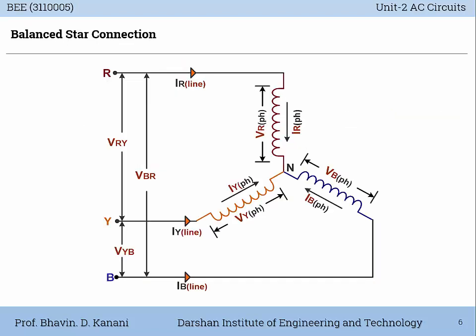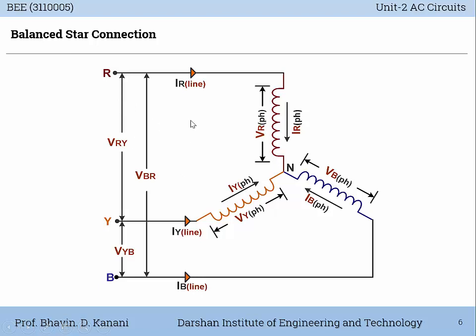Now consider this balanced star configuration. Let us try to understand all these terminologies one by one. Let us start with line voltage. The voltage between this R and Y, that is VRY. Same way between R and B, VBR, and same between Y and B, VYB. All these three voltages are between phase to phase. So this voltage is known as phase to phase voltage or between R and Y line. So it is line to line voltage.